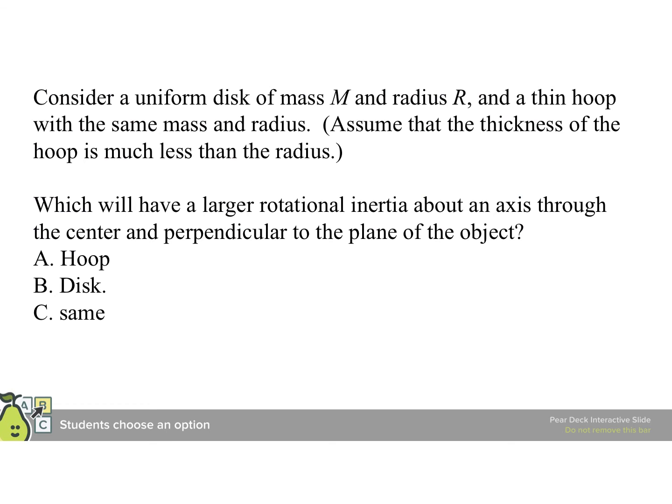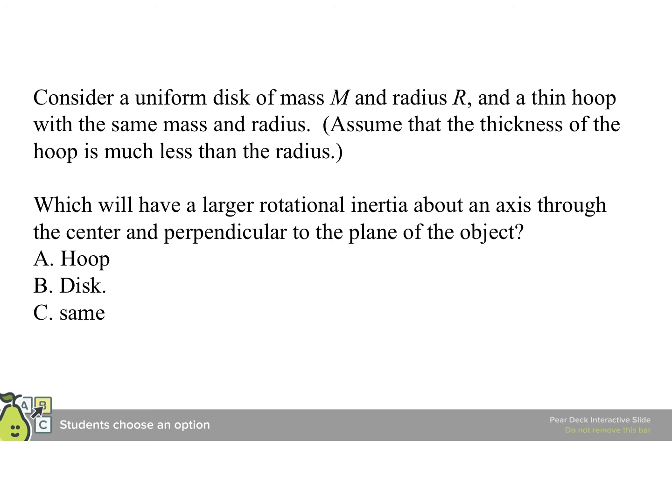All right, consider a uniform disk of mass m and radius r, and a thin hoop with the same mass and radius. Assume the thickness of the hoop is much less than the radius, so it's very, very thin. Which will have a larger rotational inertia about an axis through the center and perpendicular to the plane of the object?